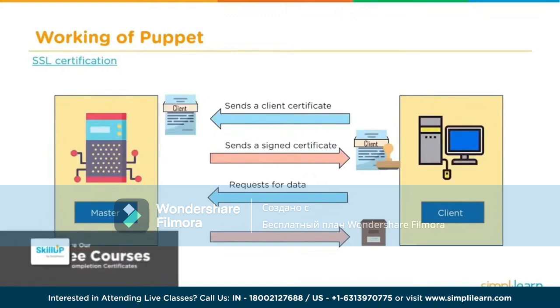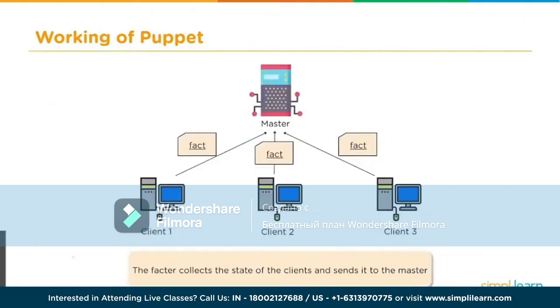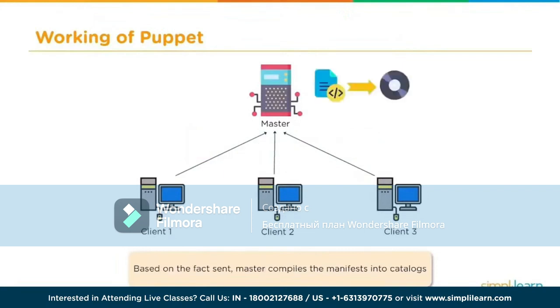So what happens after this request? After this request, the Facter service which is present on your clients collects all the information regarding the present state of your client. So this information could include the operating system that's installed on them, the number of software present on them, the versions of these software. Now all this information is collected, it's called the facts, and it's sent over to the master.